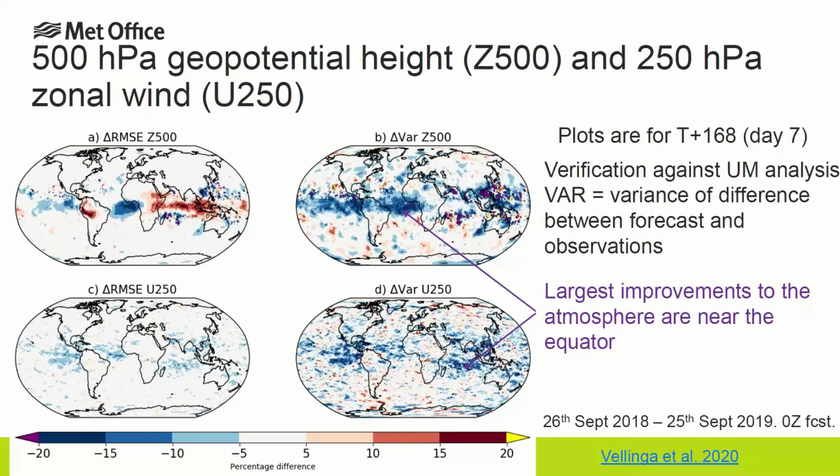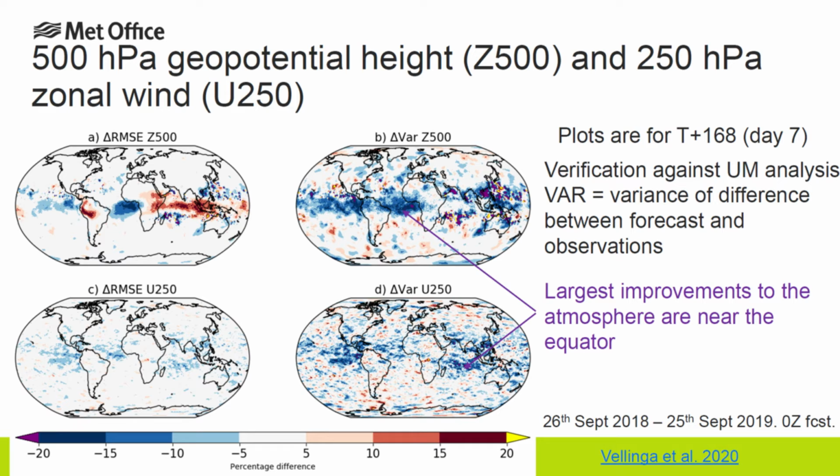Some of those plots in the verification plots earlier on were for geopotential height and 250 hectopascal winds, and so these plots show the regions where we're seeing the most of those improvements. So if you just focus on the plots on the right, that's the variance of difference plots. The blue symbols show where the model has improved the most, and the improvements are mostly in the equatorial regions.